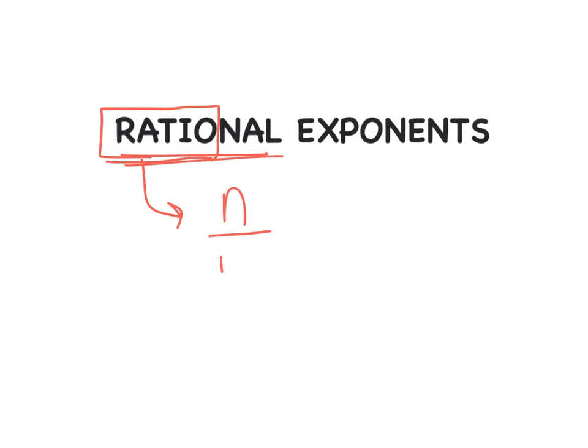So let me just review that word rational for you. And you can get it right from the beginning. Kind of box in the word ratio in the word rational exponents. A rational exponent has to be a ratio, something in the form of n over m.